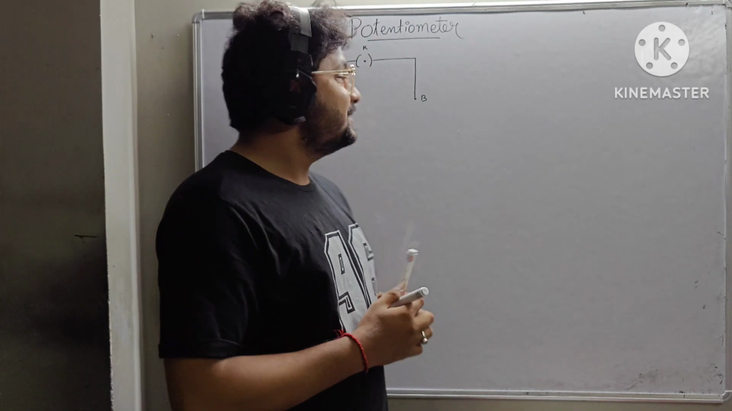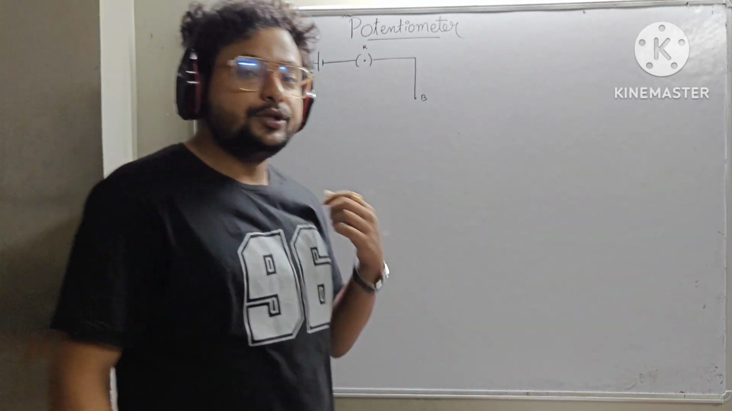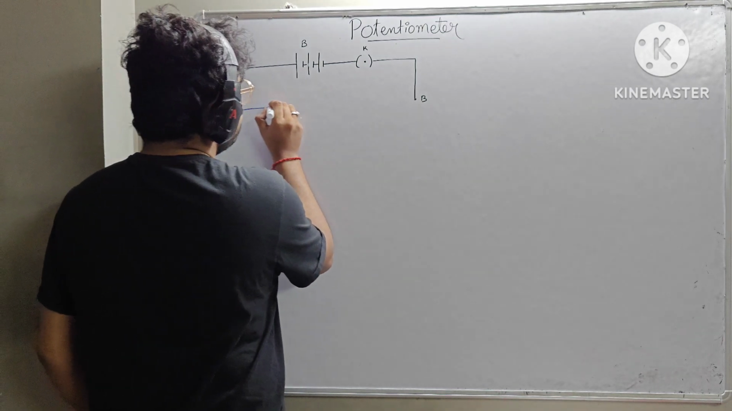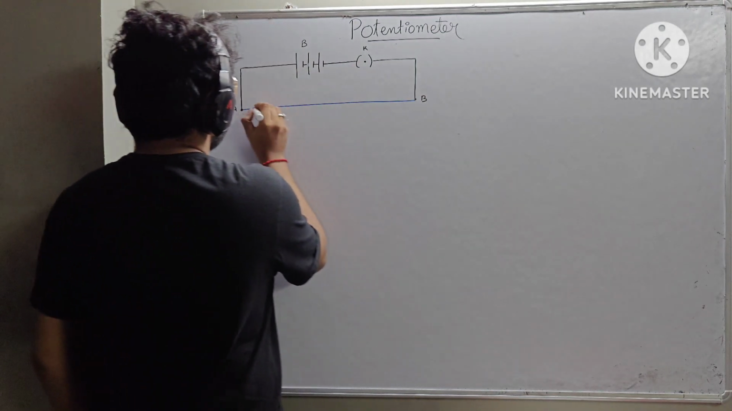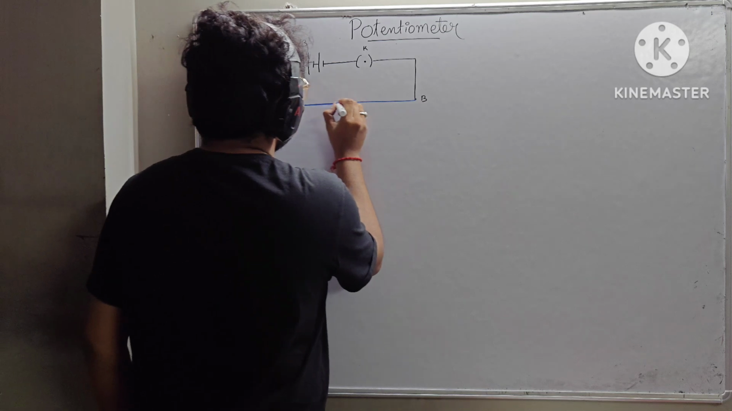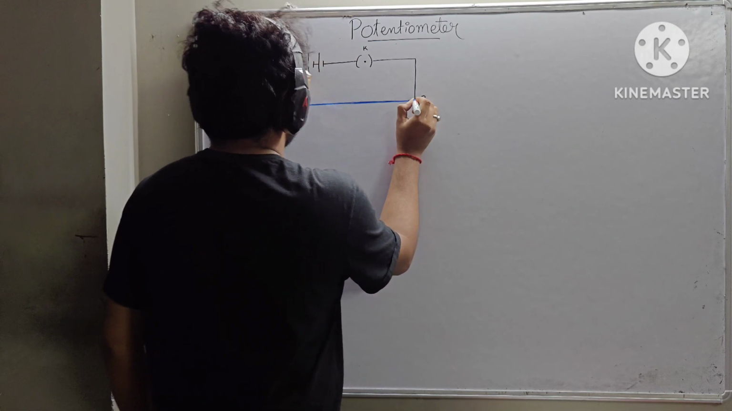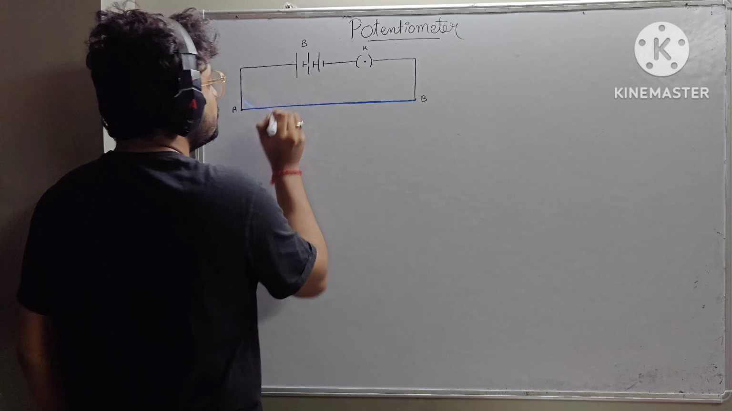Now, this is a normal copper wire that we use in a normal circuit. But in these 2 points, A and B, we have a very special type of wire. This is not a copper wire. Why am I telling students this is not a copper wire?